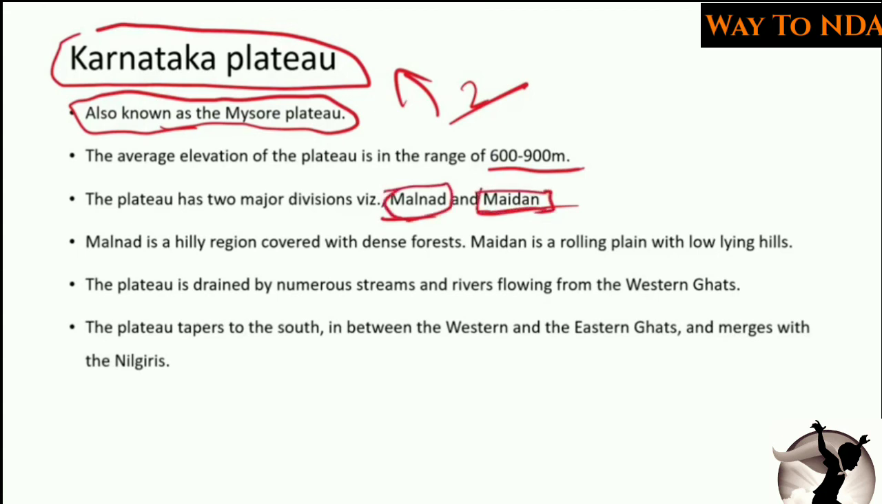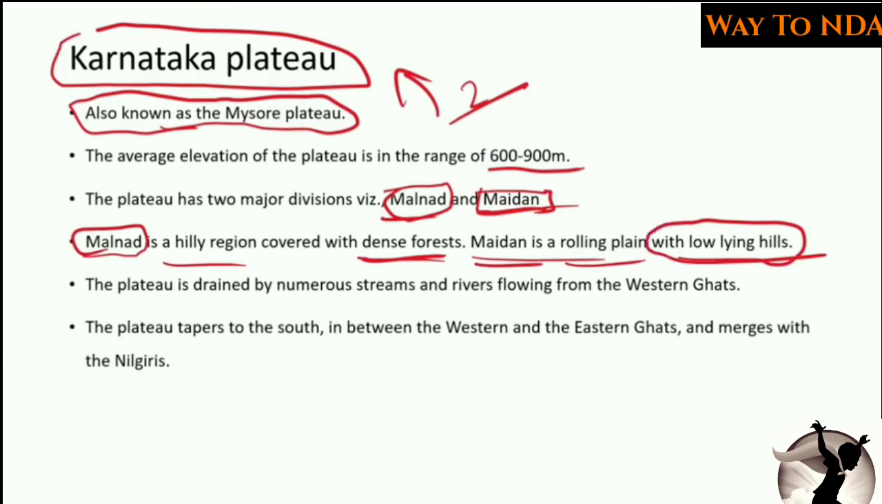So the Malnad is a hilly region which is covered with dense forest, and Maidan is the rolling plain with low lying hills. This is the basic difference between these two divisions of the plateau. The Malnad is a hilly region with dense forest, and the Maidan is the rolling plain with low lying areas. And the plateau is drained by numerous rivers and streams.